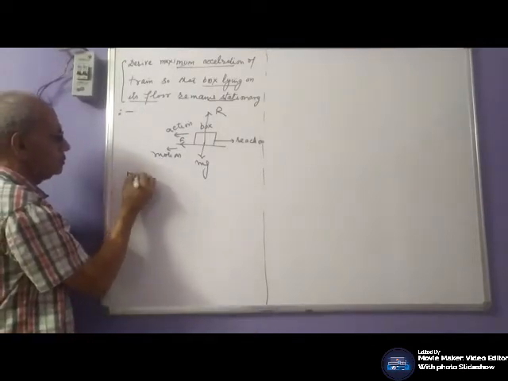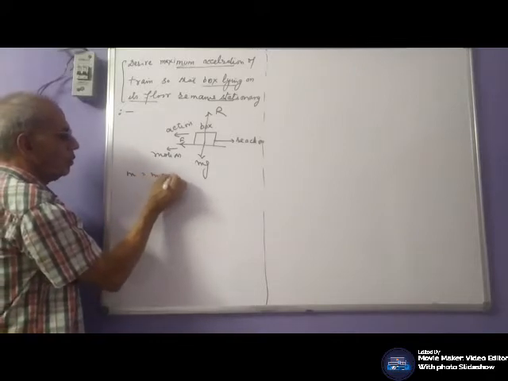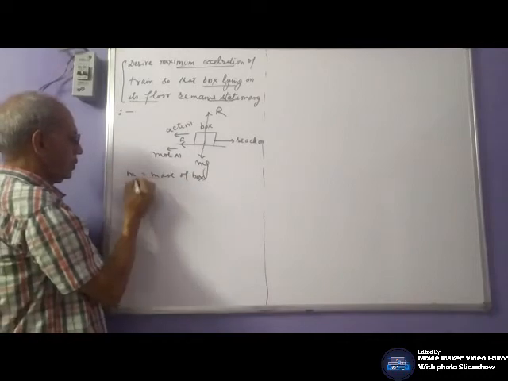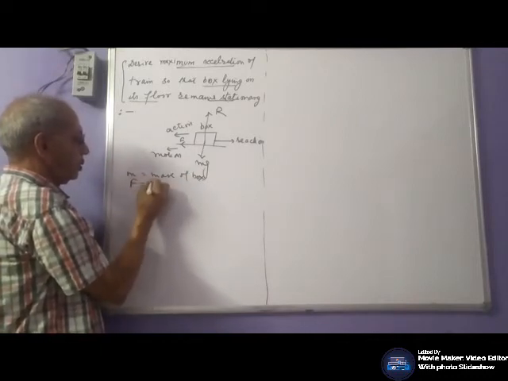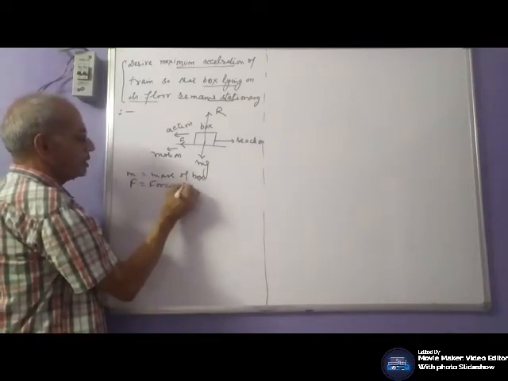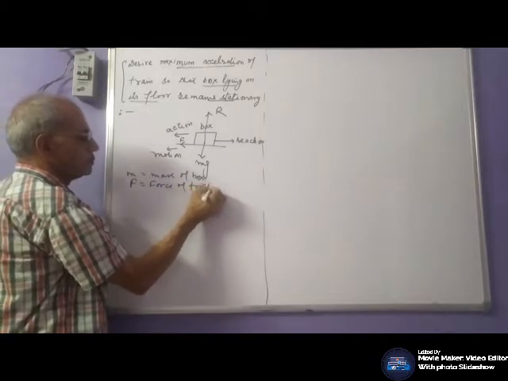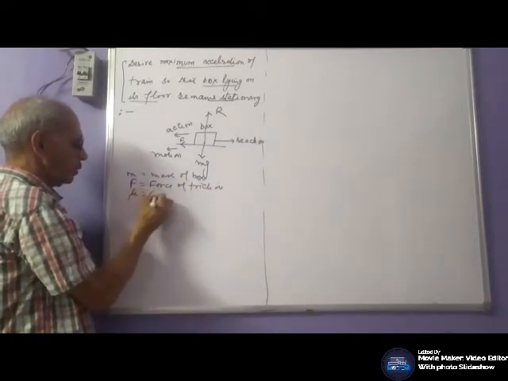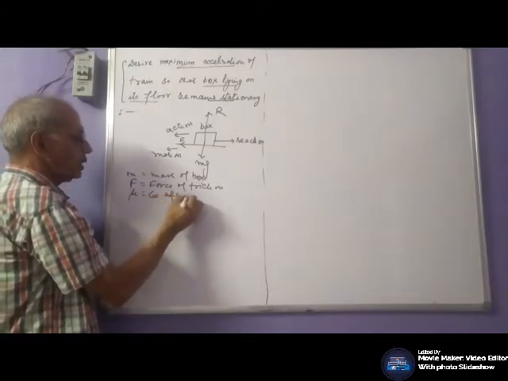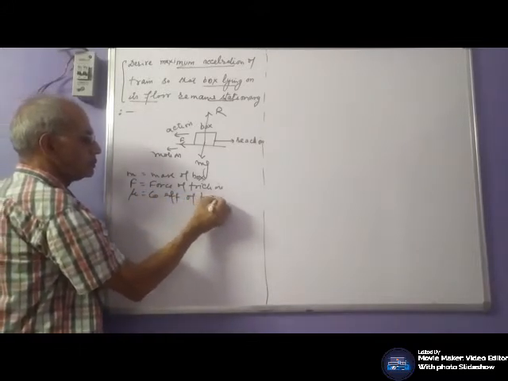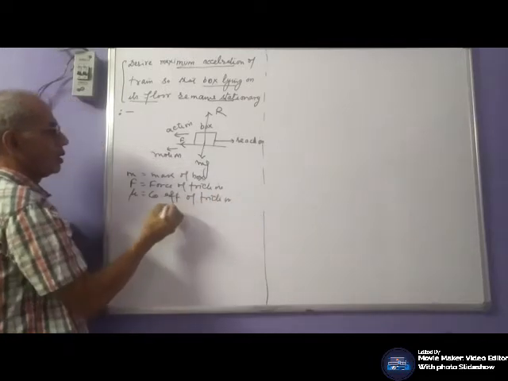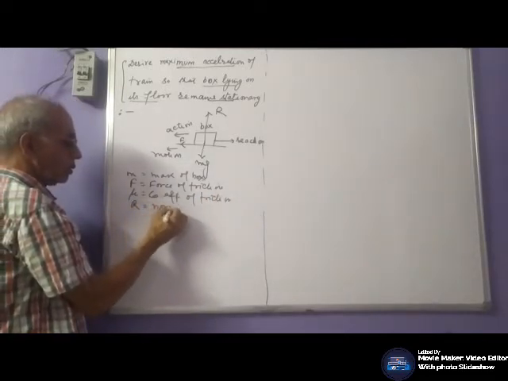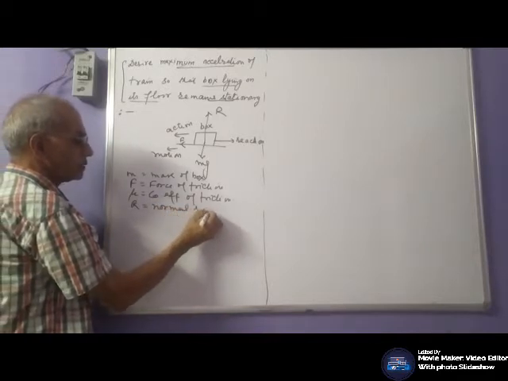So M, mass of box. F, force of friction. Mu, coefficient of friction. R, normal reaction.